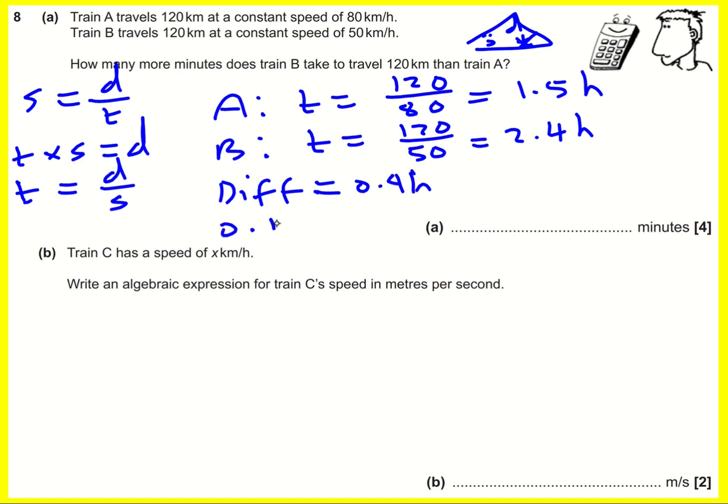And now to convert to minutes, we can do 0.9 times 60 because there are 60 minutes in an hour. This actually, by a little rejig, is the same as 9 times 6. So we get 54 minutes.